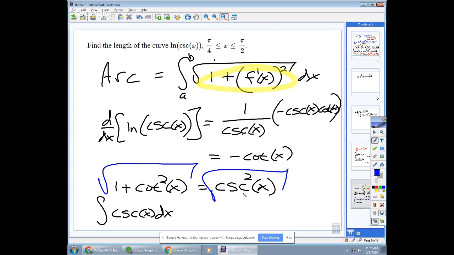Now, this is partially true. Technically, the square root of a square is the absolute value, right? Okay. But if you look at the graph of cosecant in this region, it's up above the axis. So now you just have to find an antiderivative for that, which I'm going to leave for you guys to play with, if that comes up in your homework.